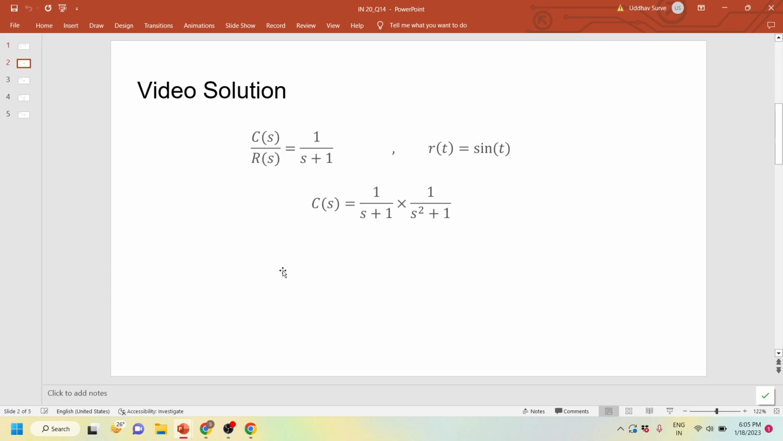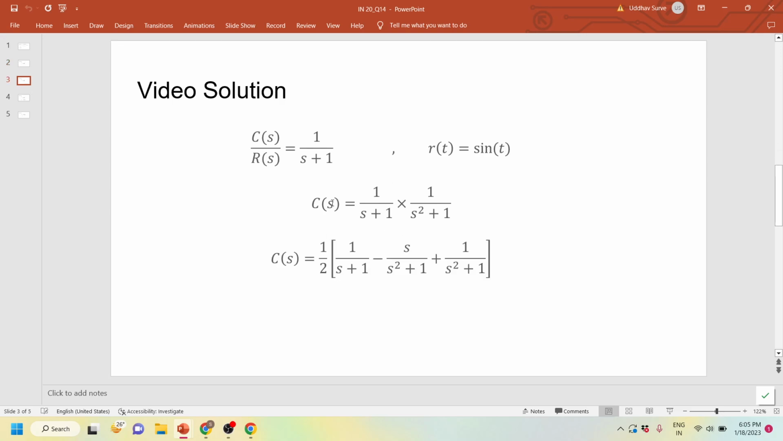to find. So as C of S upon R of S is given as 1 upon S plus 1 and R of t is equal to sine t. So let's just take this R of S. Basically we have to convert this R of t into R of S and take it on the right hand side. So C of S will come as 1 upon S plus 1 into 1 upon S square plus 1, where 1 upon S square plus 1 is the Laplace transform of sine of t.